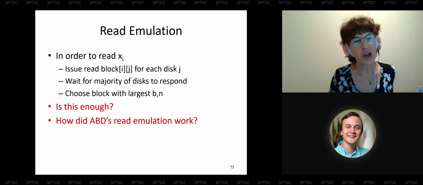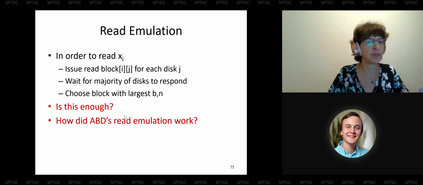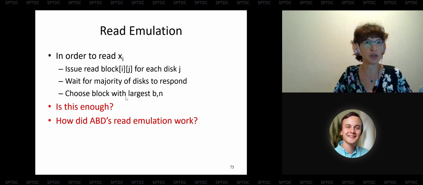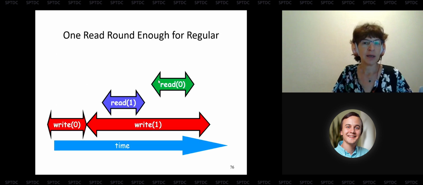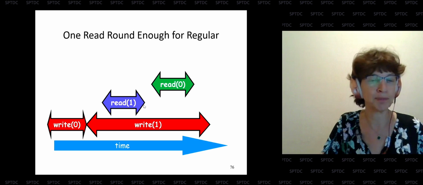Okay, fine. So I just want to remind you that when we did the read emulation in ABD, we did a write back. I don't know if you remember this, it was a very long time ago, but we needed a write back. When we read, we couldn't just read. We had to go back and write what we read. And the reason we needed a write back was to prevent scenarios like this one. In ABD, if we did the read without the write back, then this is possible.